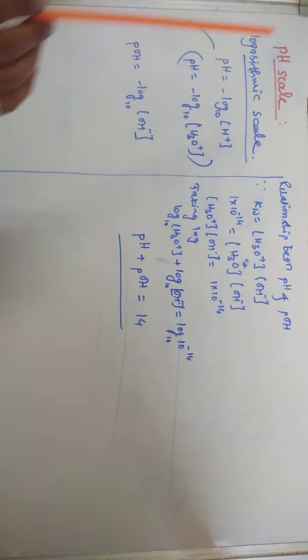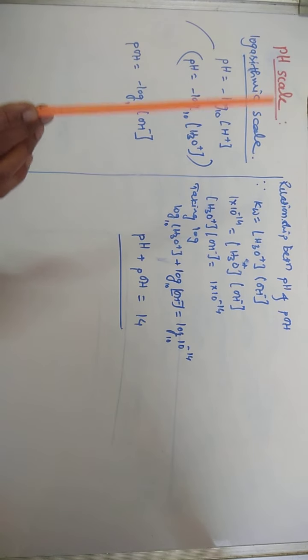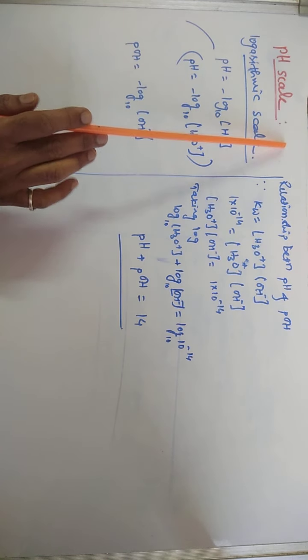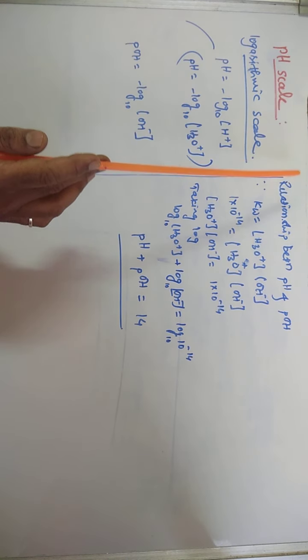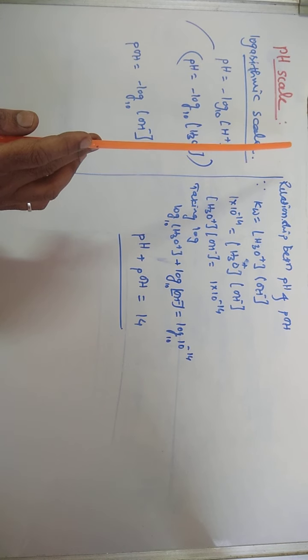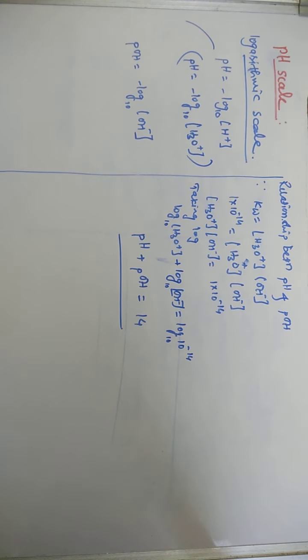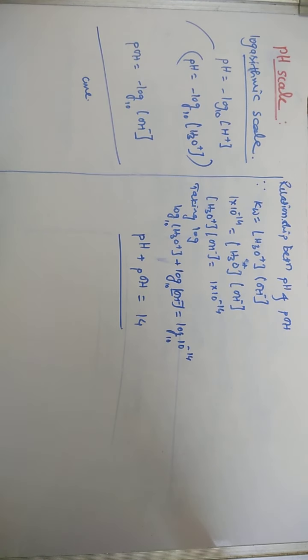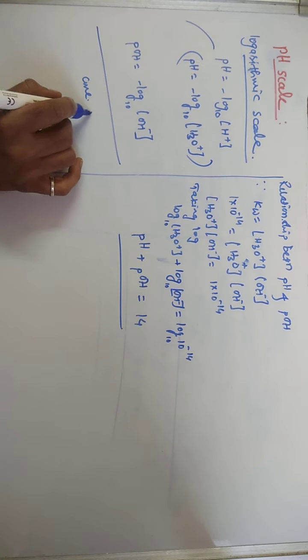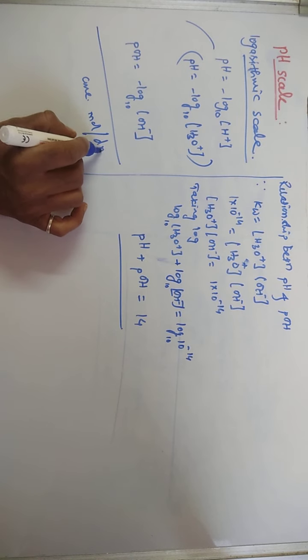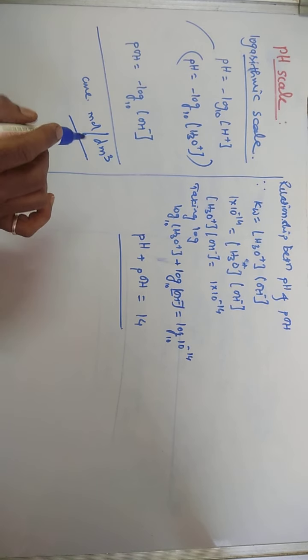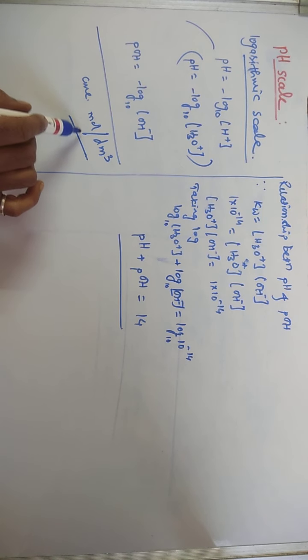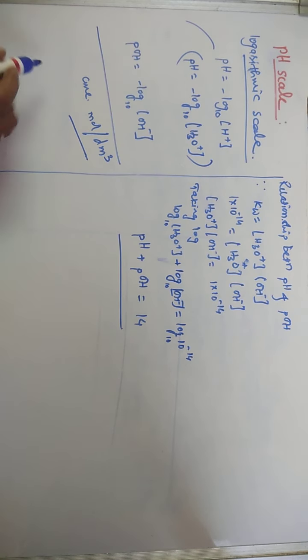Okay, so the pH scale. Usually the concentration of H+ or OH- ions in an acid or base is expressed in moles per dm cube, or moles per liter.